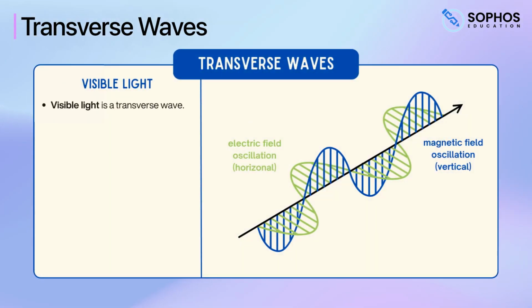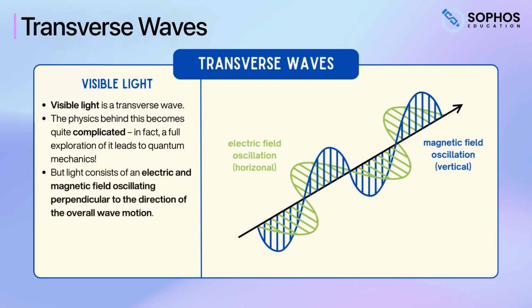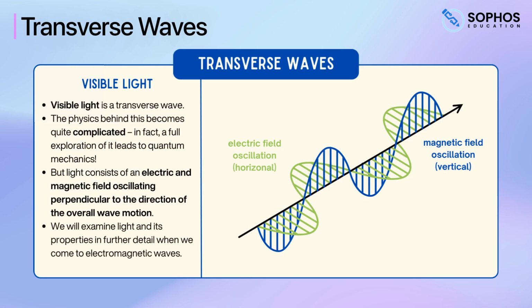Visible light is a transverse wave. The physics behind this becomes quite complicated. In fact, a full exploration of it leads to quantum mechanics. But light consists of an electric and magnetic field oscillating perpendicular to the direction of the overall wave motion. We will examine light and its properties in further detail when we come to electromagnetic waves.